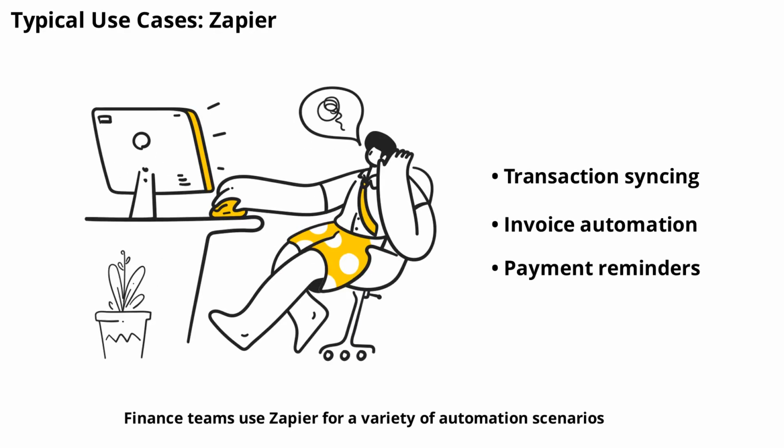Finance teams use Zapier for a variety of automation scenarios, such as syncing transactions between accounting software and spreadsheets, automating invoice approvals, and sending payment reminders. Its flexibility and ease of use make it ideal for automating repetitive, time-consuming tasks. By reducing manual work, finance teams can focus on higher-value activities like analysis and strategy.